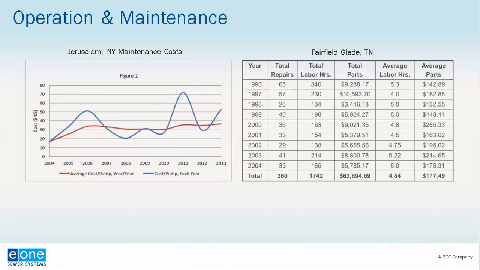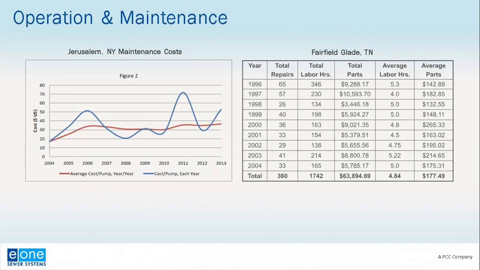This slide here calls out two municipal E1 installations. One is Jerusalem, New York, and one is Fairfield Glade, Tennessee. As you can see, the average cost per year for Jerusalem is typically between, call it $30 and $40, or about $35 per year. With Fairfield Glade, similar, but these are third-party analysis of what the operation and maintenance cost for each system is.